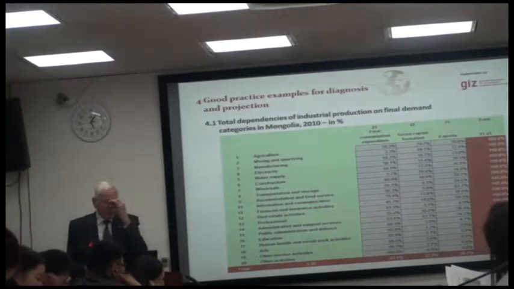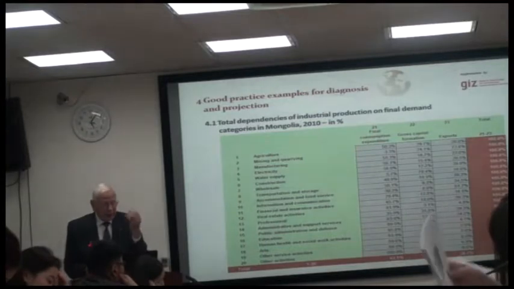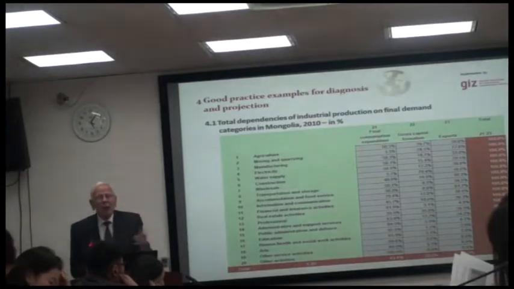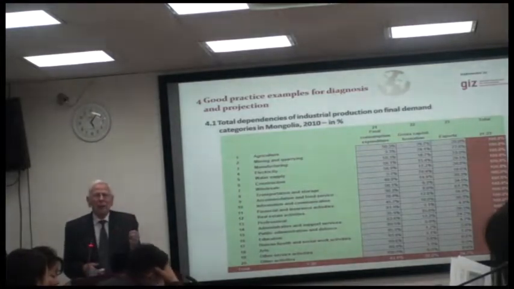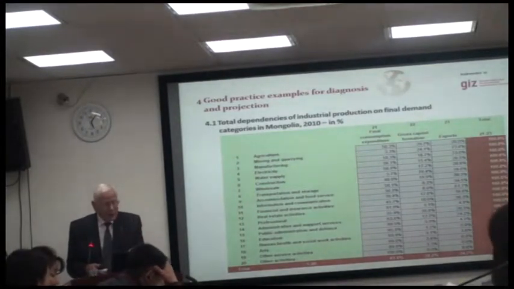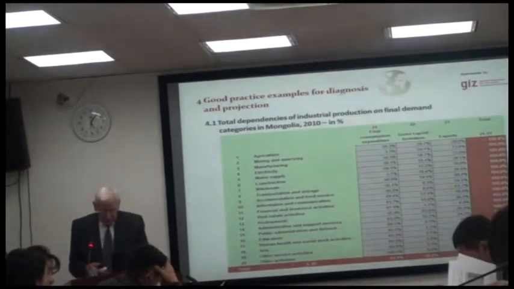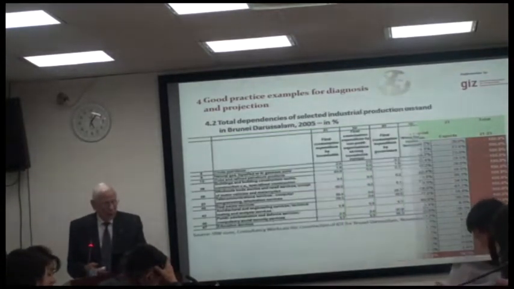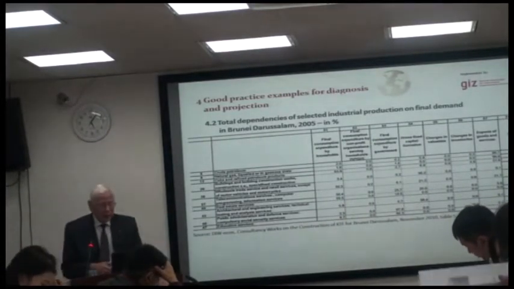And perhaps you can remember the direct export was lower, because agriculture is also involved in exports of foods, in exports of accommodation. So I think for that reason, the total dependency must be higher than the direct export or the direct dependency. Here's another example of what has been done for Brunei Darussalam.